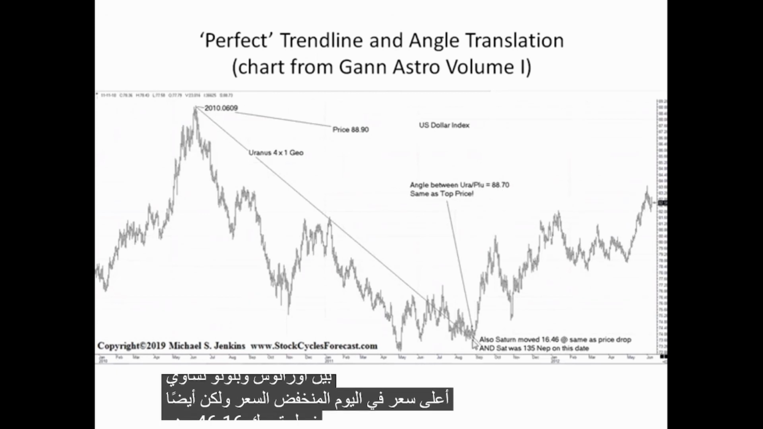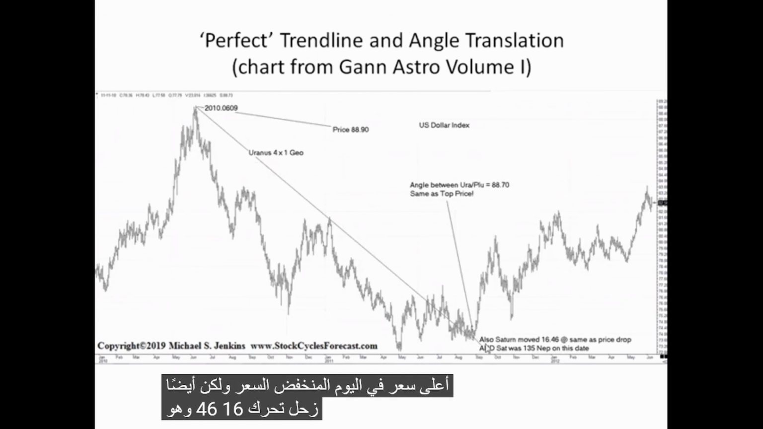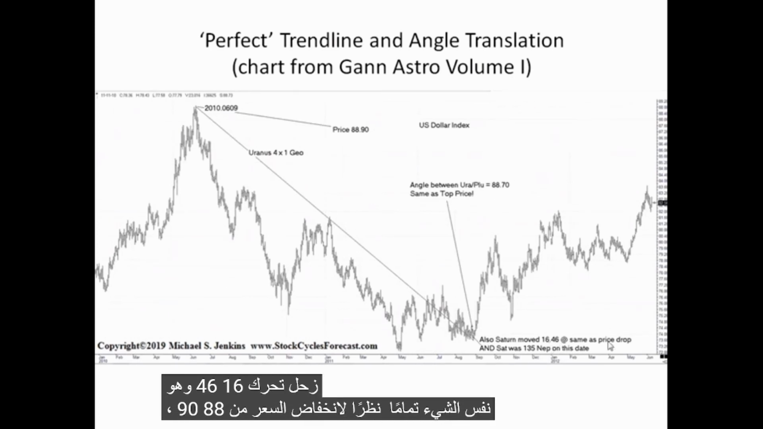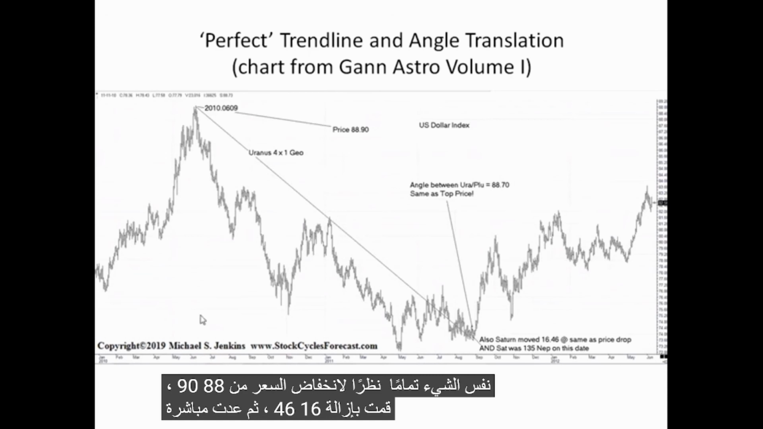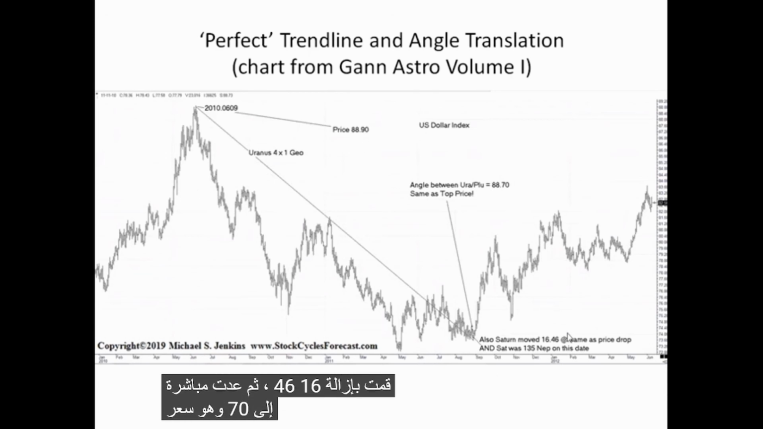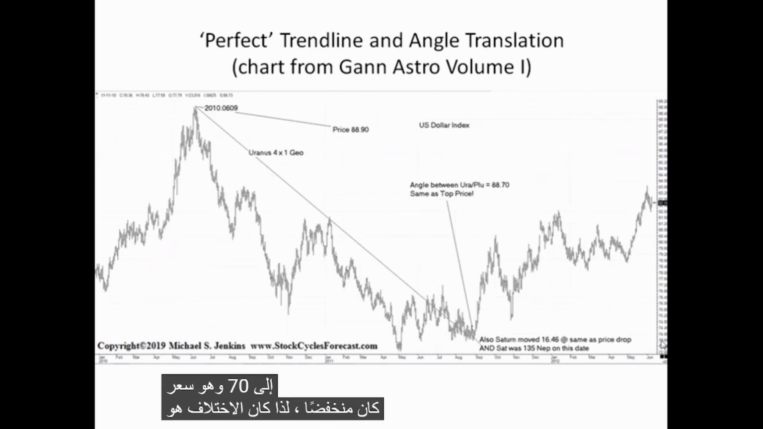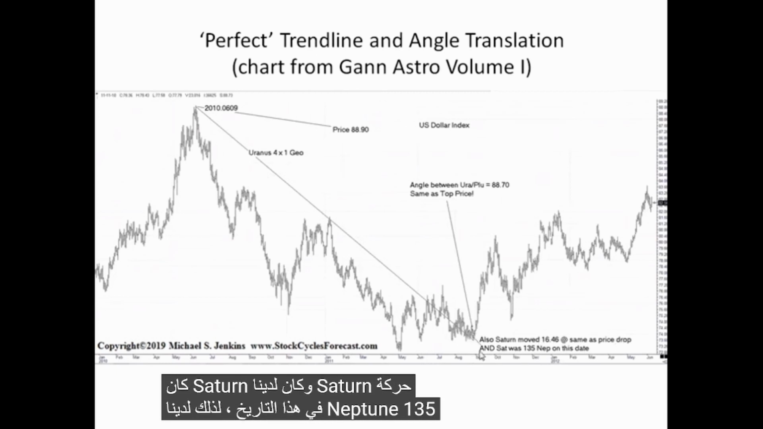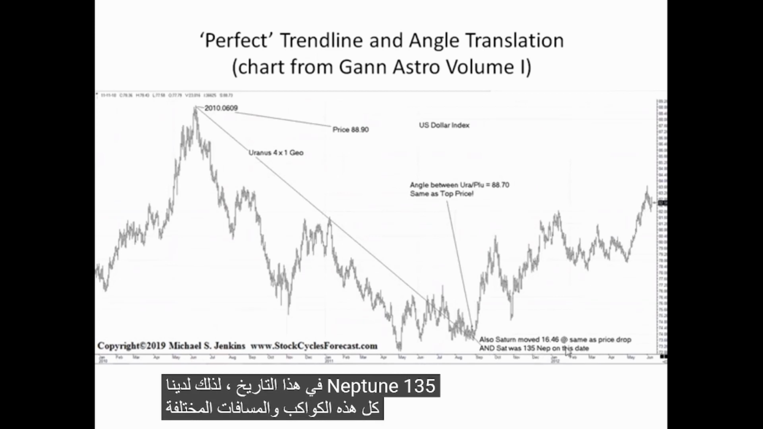But also, Saturn had moved 1646, which is the exact same as the price drop. From 88.90, if you take off the 1646, you come right back down to the 70-something price that was on the low. So the difference was the Saturn movement. And we had Saturn was 135 Neptune on this date. So we're having all these various planets and distances moved and vertical drops and angles between the planets.